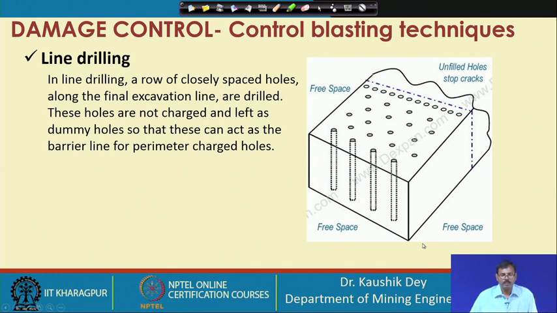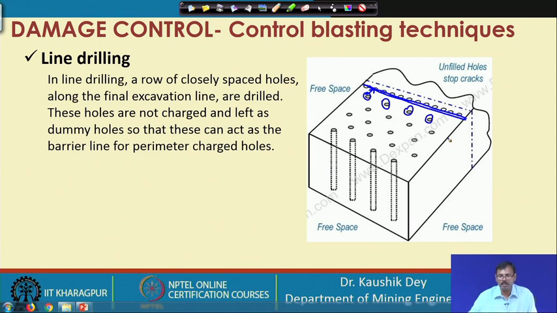What is line drilling? In line drilling, basically we keep a row of closely spaced holes in the final excavation line, and these holes are not charged. So, the charged holes or explosive-laden holes are placed at this position, and closely spaced holes are drilled in the final excavation line, so that the excavation will be arrested at this position.